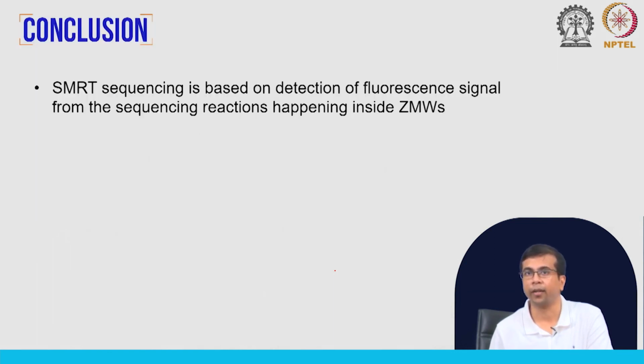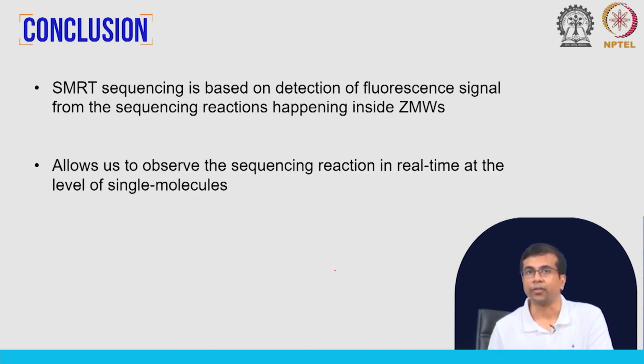And to summarize, we have introduced single molecule real time sequencing, which is based on detection of a fluorescence signal from the synthesis of DNA happening inside ZMWs. These are incredibly small wells where the polymerase is immobilized and the synthesis process happens. This is in contrast with 454 and Illumina, where the DNA is immobilized on a picotiter plate or on the flow cell, and the polymerase comes and does the synthesis. Here in SMRT it is the opposite: the polymerase is immobilized at the bottom of the wells and the DNA molecule comes and the sequencing reaction happens.